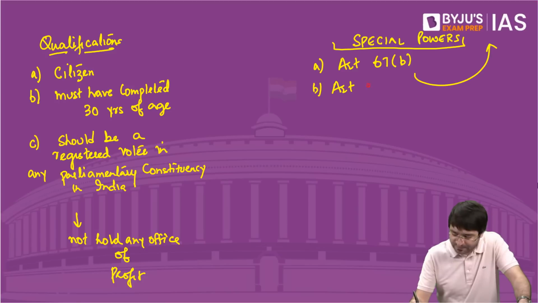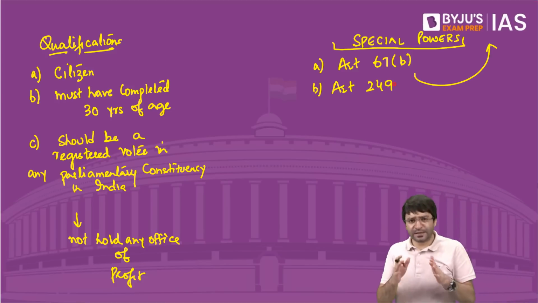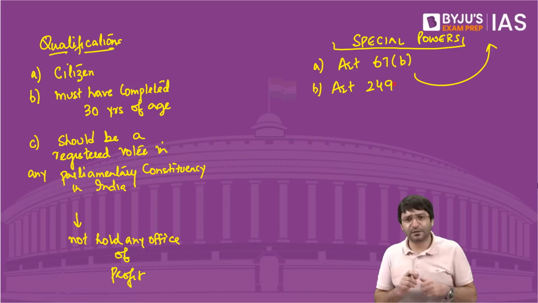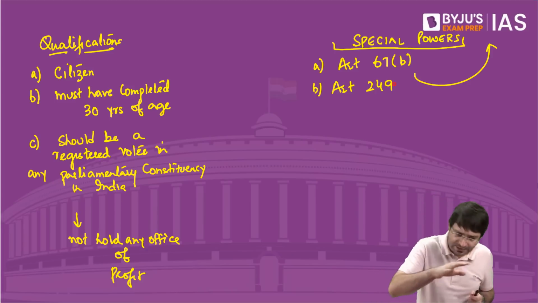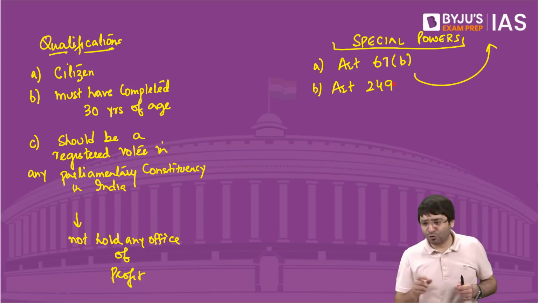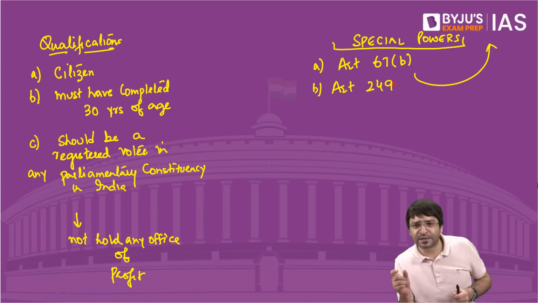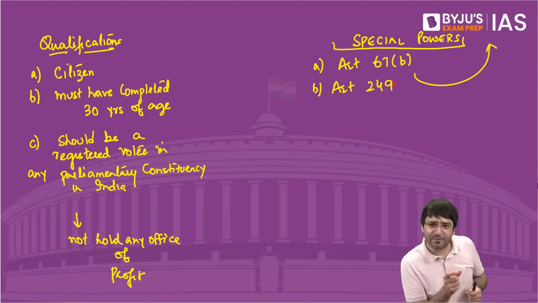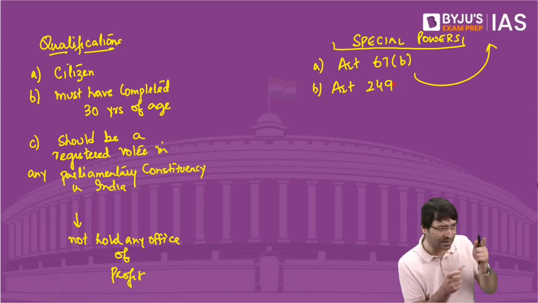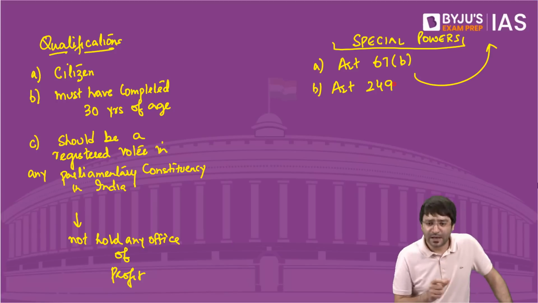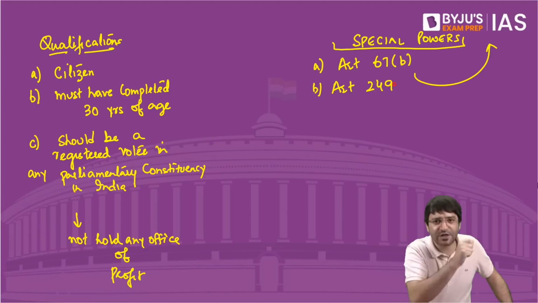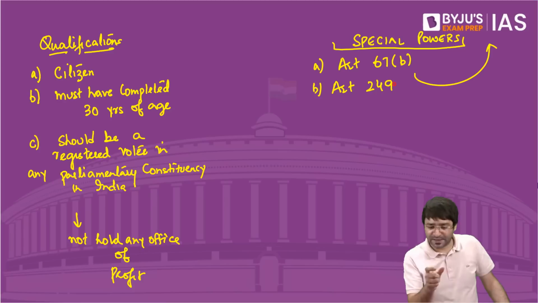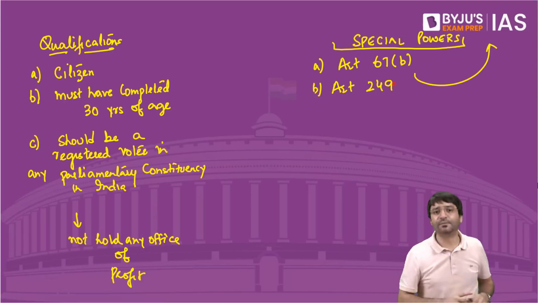Another special power, Article 249. There is something known as Schedule 7, where the powers are distributed into union list, state list, concurrent list. Who has the power to make a law on union list? Parliament. Who has the power to make a law on concurrent list? Both Parliament as well as the state legislature. But who has the power to make a law on state list? State legislature. But there is a special power given to Rajya Sabha.